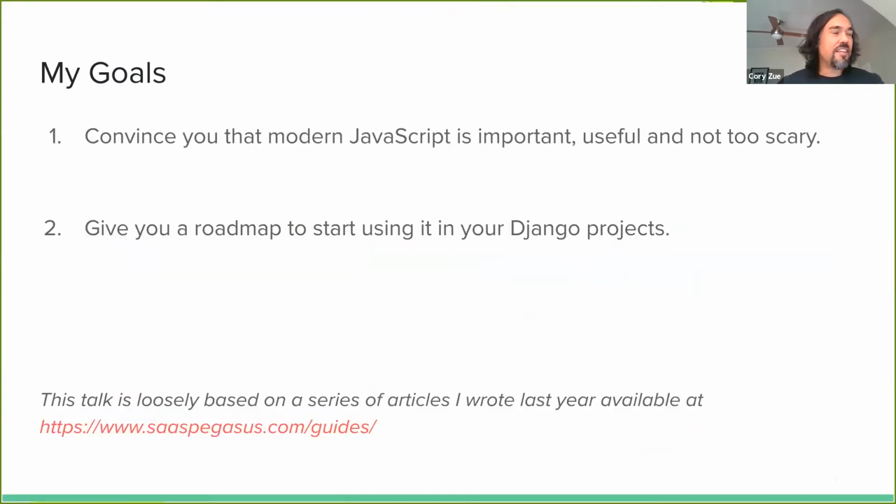My goals for this talk today are two. The first is I want to convince you that modern JavaScript is important, it's useful, and maybe most importantly, that it's not too scary. And then I'm hoping to provide you with a roadmap to start using it in your Django projects if you're not already. The talk is loosely based on a series of articles that I wrote last year, which is available at that URL. If you don't follow something I'm doing, or you want to deep dive into anything I cover here, you can go to that URL, and there's a much longer write-up with a lot more details.